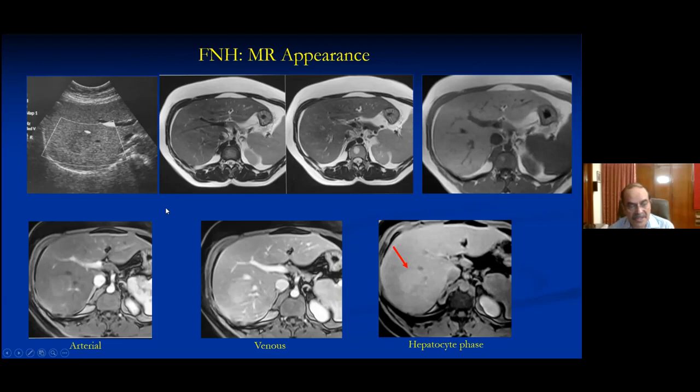You inject contrast, and you see that this lesion enhances more than the background liver, and this is the most reliable image on an MR scan for FNH. This is the 1 hour delayed hepatocyte phase, where you can see that this lesion has taken up contrast because it consists of functioning hepatocytes.